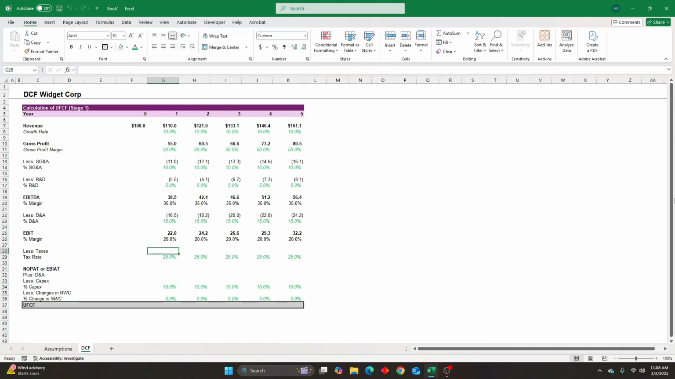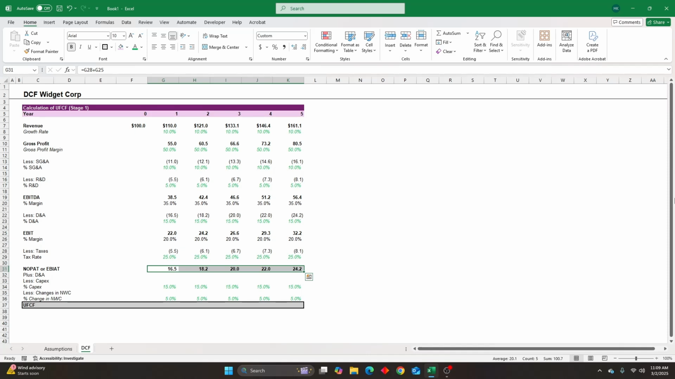So we have to tax affect this. And so what we're going to do is we're going to take our tax rate, multiply it by our EBIT to get our taxes for the period. And when I add our taxes to our EBIT, this is going to get us to our NOPAT or EBIT. And so this is a really important concept to understand, is that when you're trying to calculate enterprise value, which is the whole value of the company, both on the debt and equity side, you go to NOPAT or EBIT. You don't take into consideration interest expense.